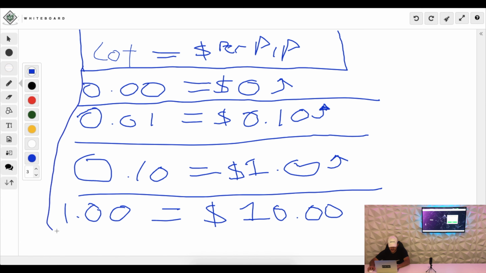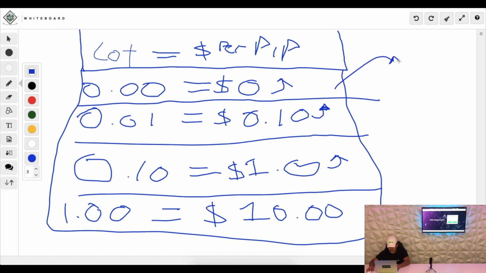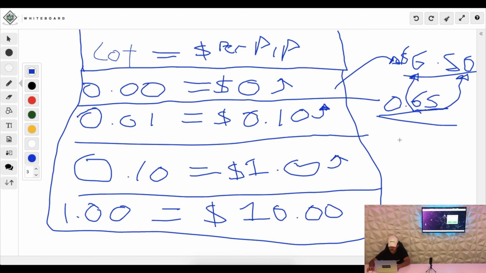Alright, this is pretty simple, but you can also have some variations. For example, if you want to go $6.50 per pip, it's pretty easy. It's 0.65. The first digit goes for the $6 and the second digit goes for the 50 cents. So 0.89 equals $8.90 per pip.